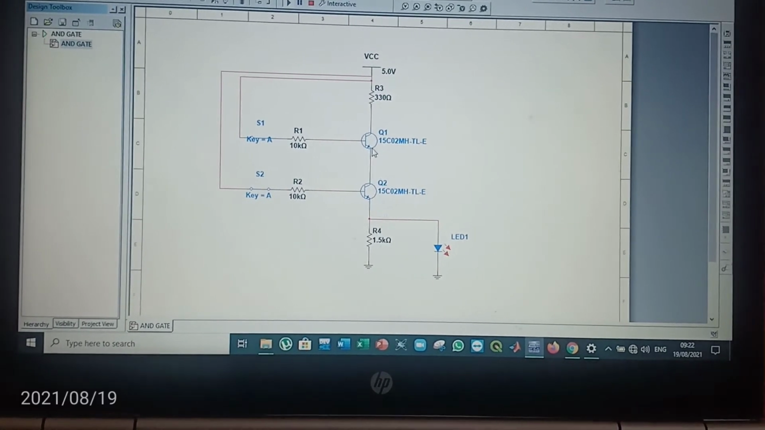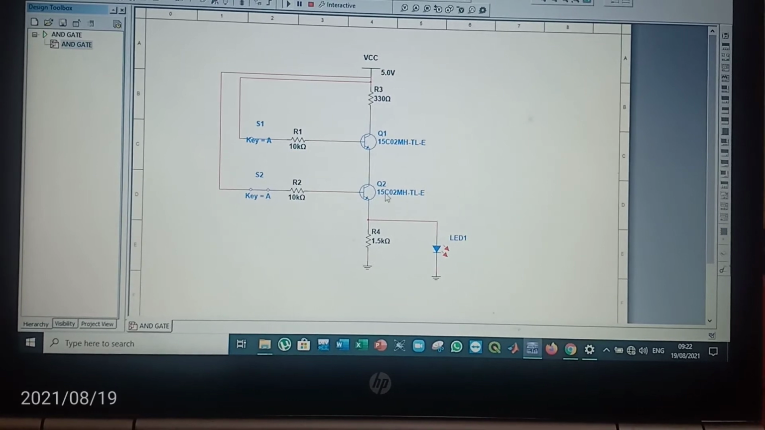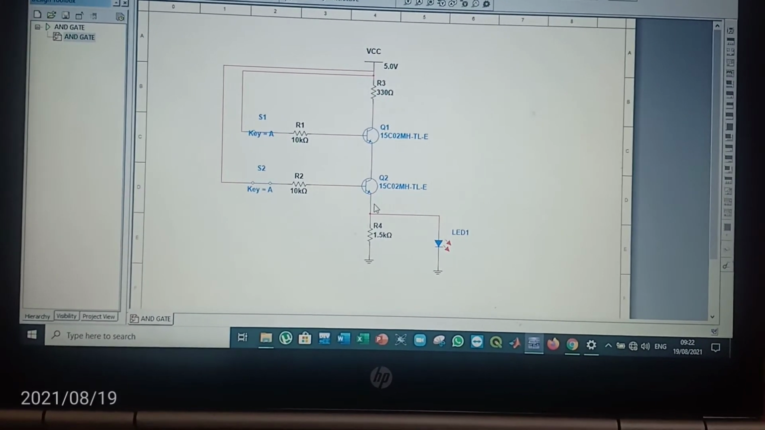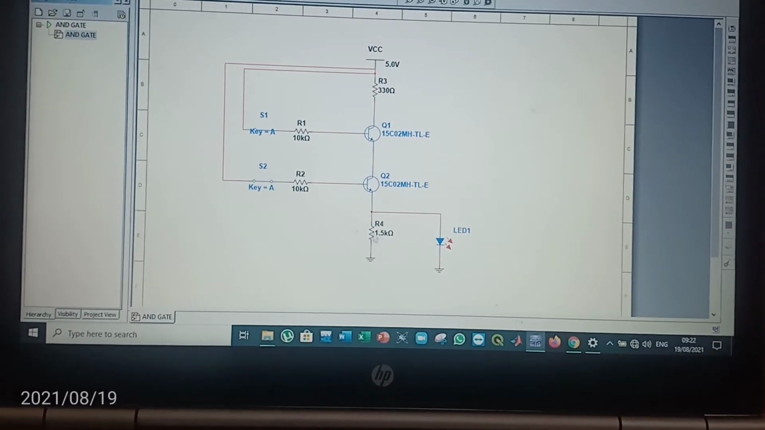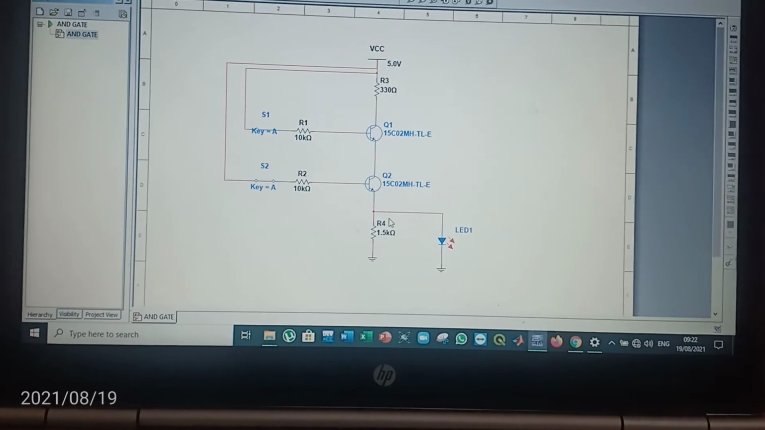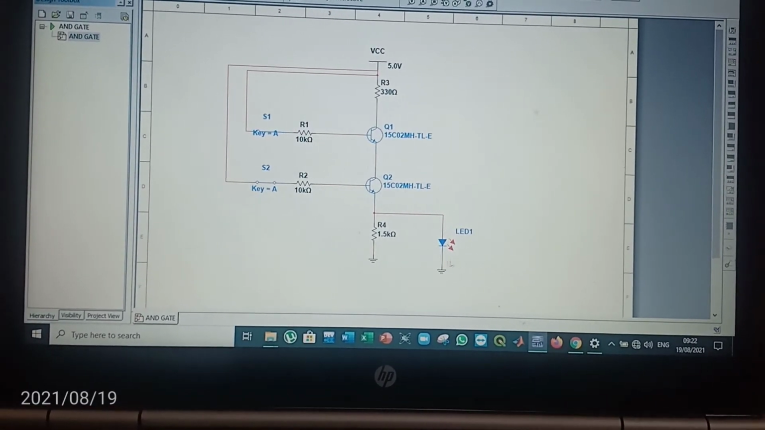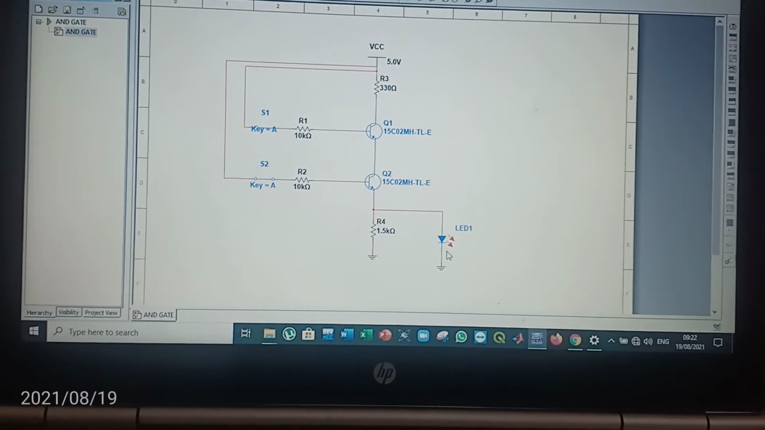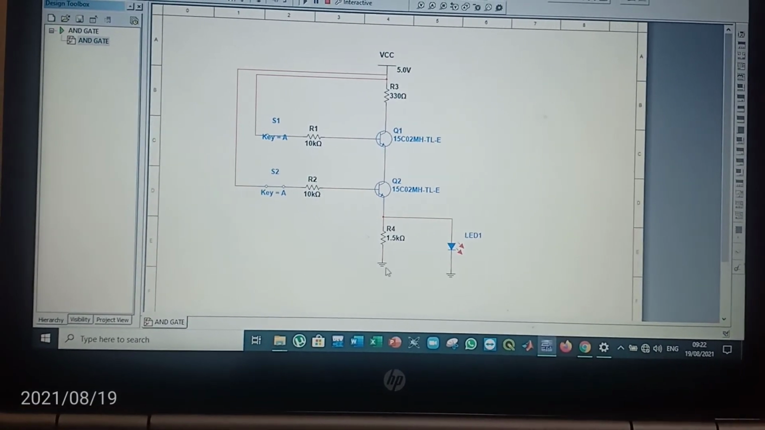Then the emitter of the first BJT is connected to the collector of the second BJT. Then the emitter of the second BJT is connected to the resistor over here. But in between there, that's where we connect our LED that will give us the output. And then both the resistors are connected to the emitter, and the negative terminal of the LED is connected to the earthing. This is the earthing.